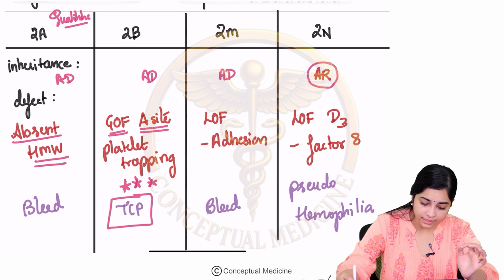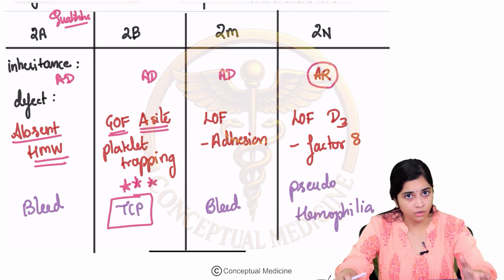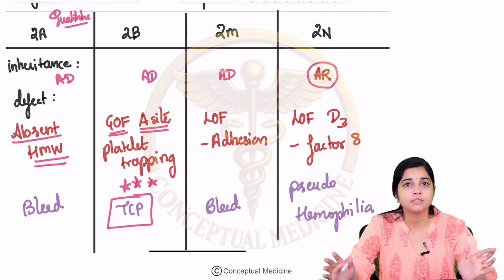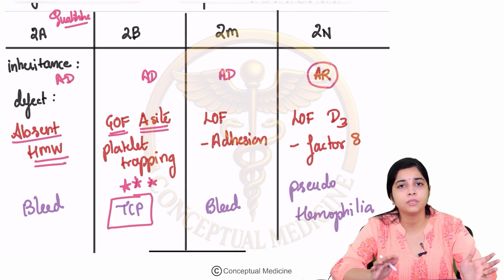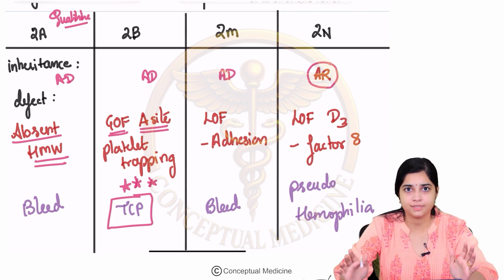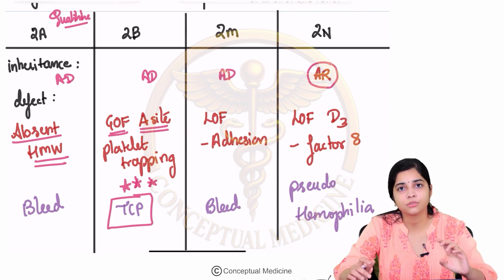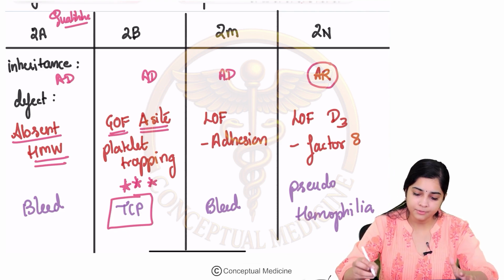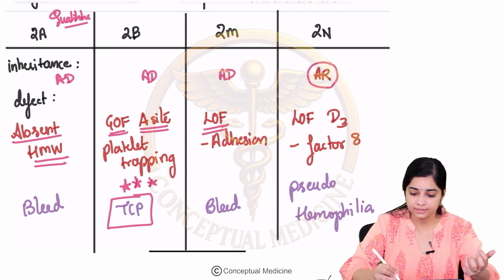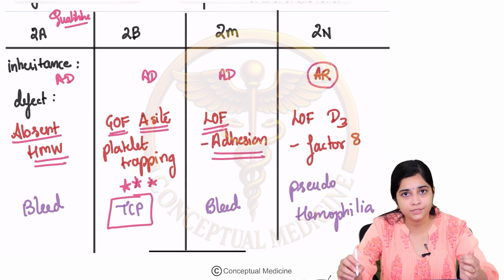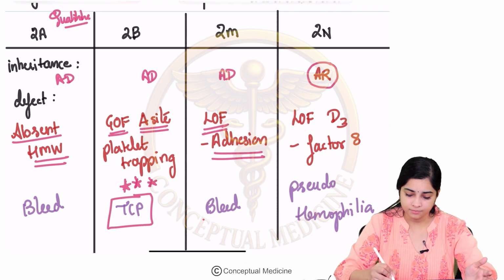So in type 2A you can see that the high molecular weight multimers are mainly lost, and hence they will present with bleeding, but the platelet count will be normal. Platelet count will be normal, PT, aPTT, INR will be normal, but they present with bleeding. In type 2B, it is the only condition where you can have thrombocytopenia. Type 2M is a loss of function mutation, so there is no platelet adhesion. Because there is no platelet adhesion, the platelet plug formation will be poor, and again they present predominantly with bleeding.